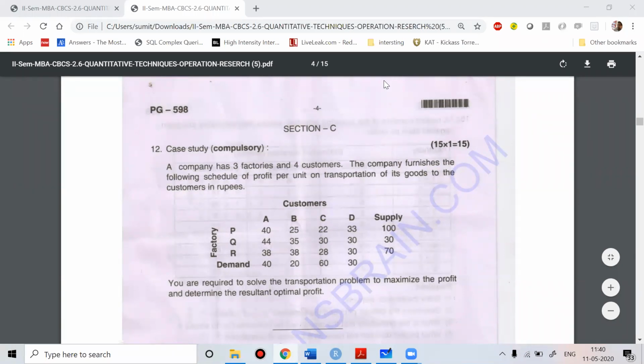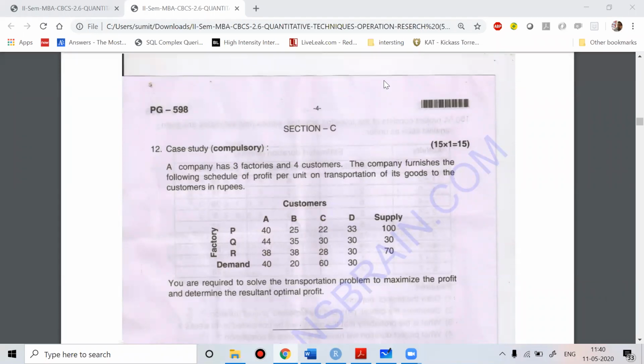Then the next thing we can observe here is that the total sum of supply for this problem is 200 and the total sum of demand for this problem is 150. So the total sum of demand here is 150 and the total sum of supply here is 200. Now we can realize that this is an unbalanced problem.